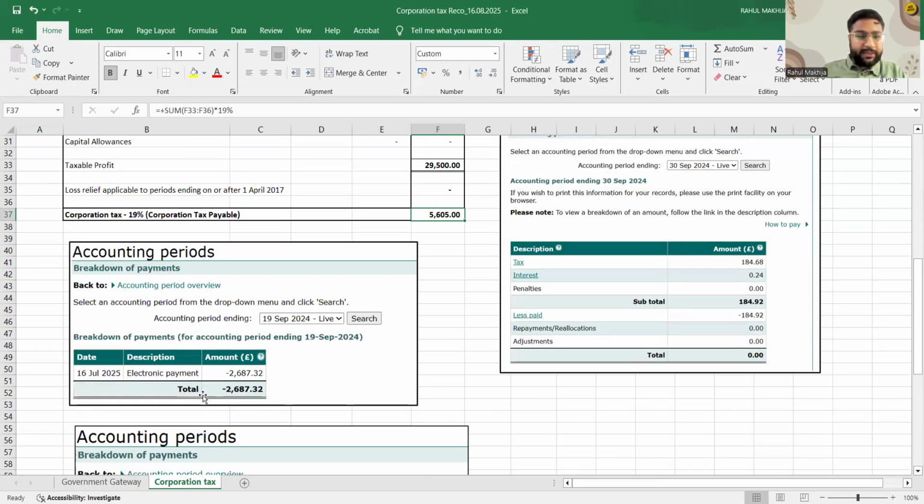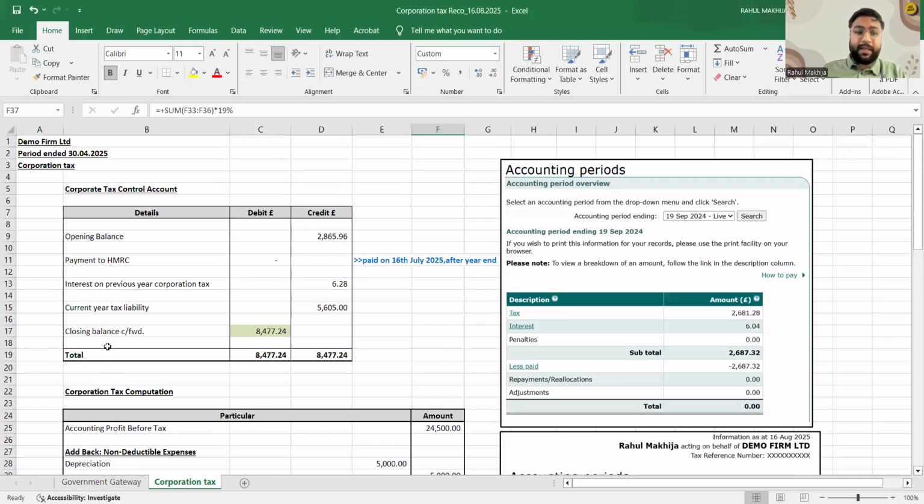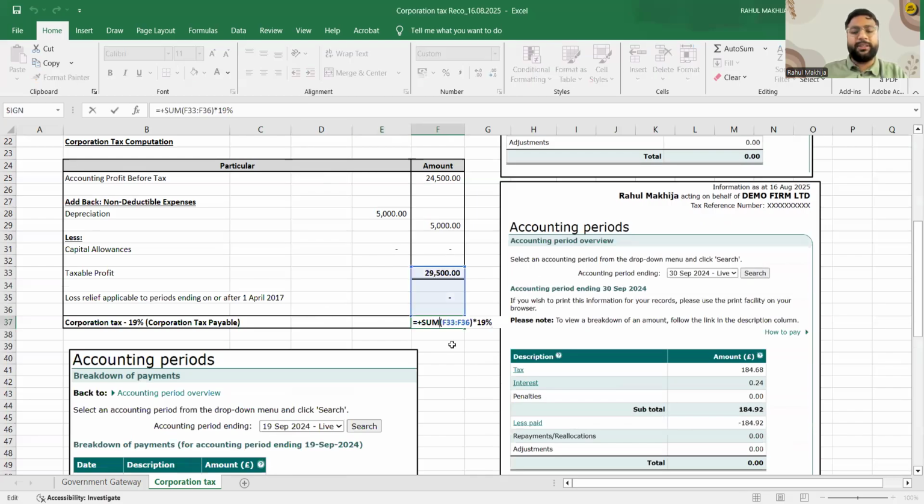Okay. So we selected our periods, and it is showing that we paid a corporation tax on 16th July 2025, as we are preparing year-end accounts for the period ended 30th April 2025. So it doesn't fall under our period only. It is falling after our year end. So what we did, we just wrote that paid on 16th July 2025 after year end. Okay. And we did compute our corporation tax payable for our current year.